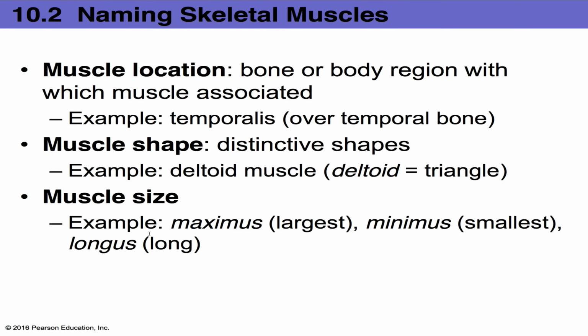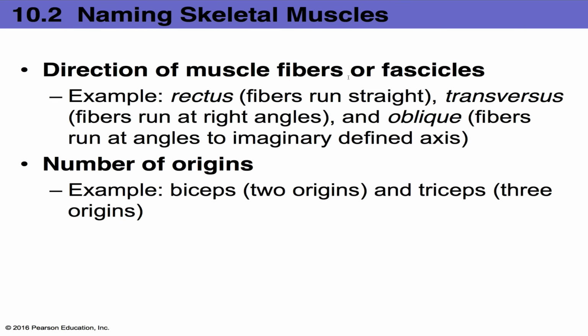The next thing we're going to be looking at is the size of the muscle. So terms such as maximus, minimus, or longus, or brevis are often used to refer to the size of the muscle. So for example, when you're looking at your gluteus maximus, gluteus minimus, these are the large gluteal muscles. So these are the large muscles of your butt. The names of some muscles reveal the direction in which their fibers and fascicles run in reference to some imaginary line. Usually this is the midline of the body or the longitudinal axis of a limb or a bone.